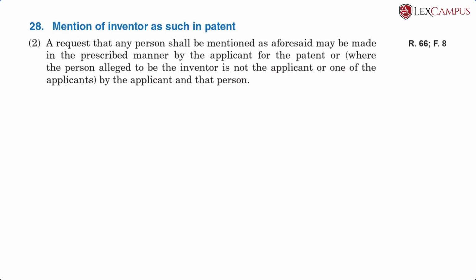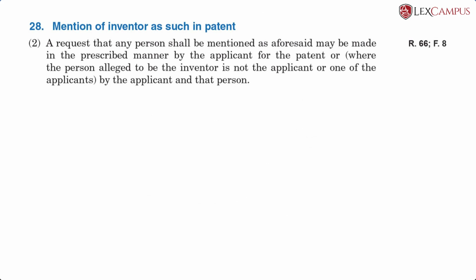28.2. A request that any person shall be mentioned as aforesaid may be made in the prescribed manner by the applicant for the patent, or where the person alleged to be the inventor is not the applicant or one of the applicants, by the applicant and that person. So, the person who can file form 8 is either the applicant himself, and if the applicant is also the inventor, then it is a clear case. There is probably a clerical error where the inventor was not mentioned, then the applicant can request this change to be made.